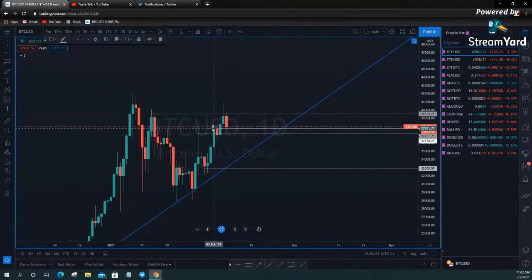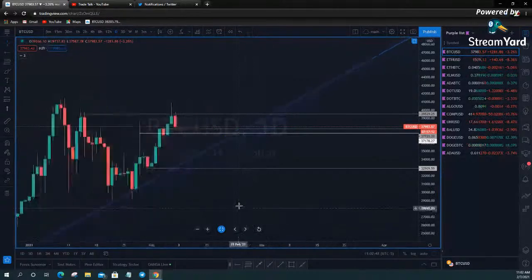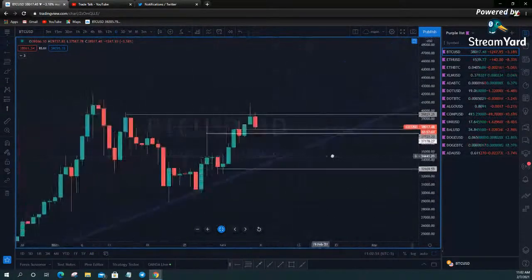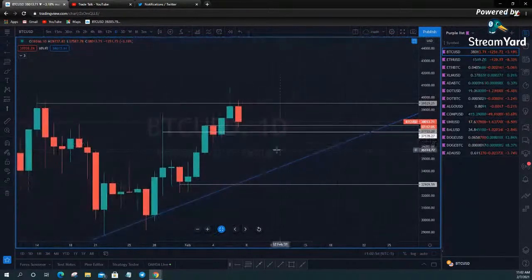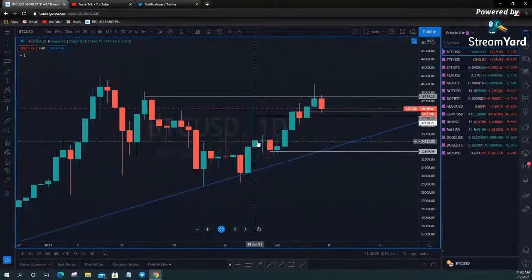So it's currently testing support now, meaning it's looking for buyers to step in. So will they? We don't know. We can only hope that they do if you're bullish on Bitcoin. If you're a short seller and you're looking to sell this, then I don't know. There's no way I would be looking to short this right now.